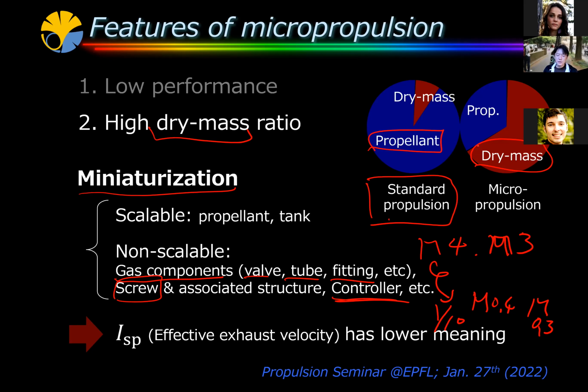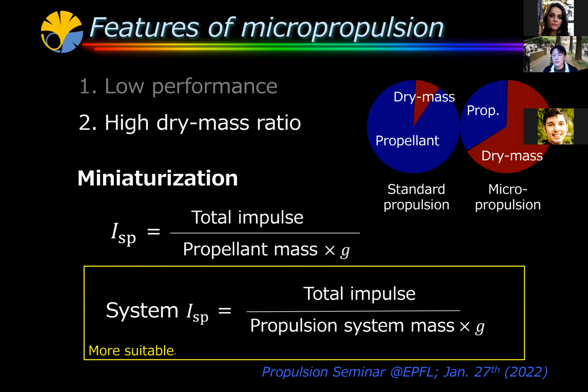And due to that, ISP, or effective exhaust velocity, has lower meaning. The meaning of ISP is a ratio of total impulse and the propellant mass. And in the case of ISP, we have to multiply by the gravity constant g. But the important point is this propellant mass and total mass ratio.